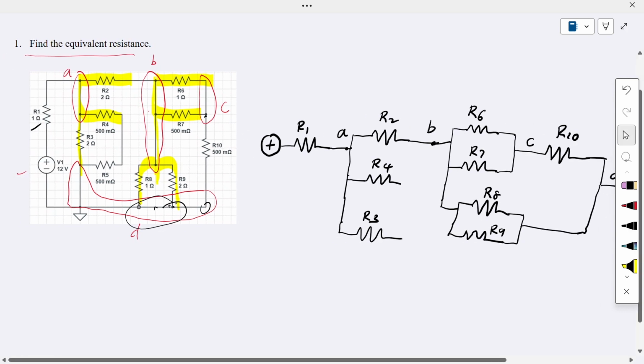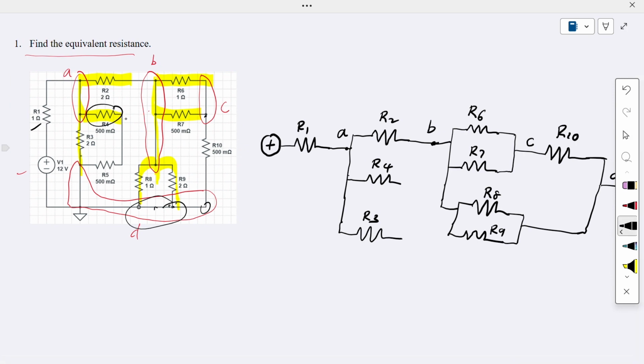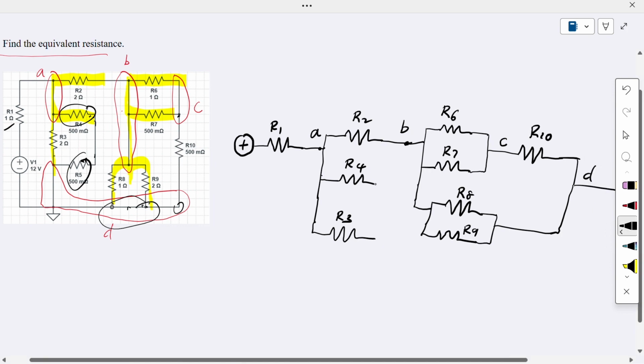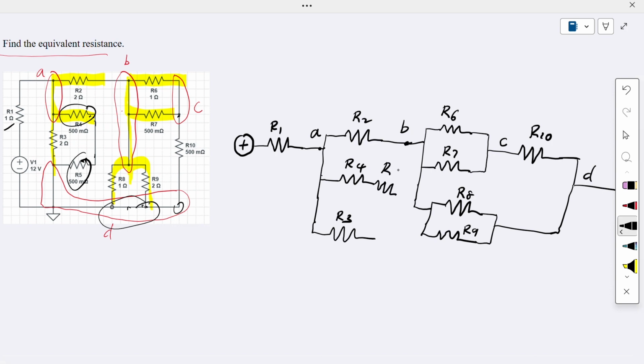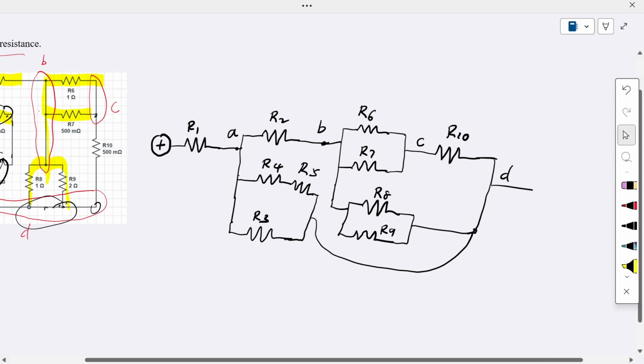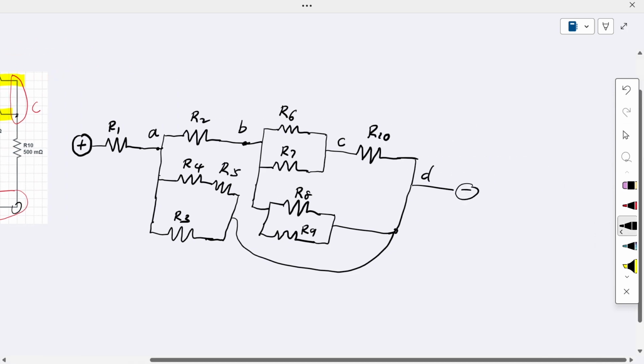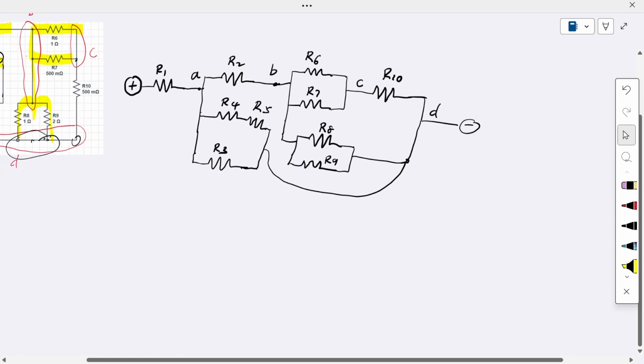Now refer back to the last one, which is R3 here. You see here, R4 is connected in series with R5. So after R4, we have one more resistor, which is R5, and then R5 connects to the N terminal of R3. These are connected together, and they go to the D node here. At the end, this is our negative terminal. From this, we can find the equivalent circuit.